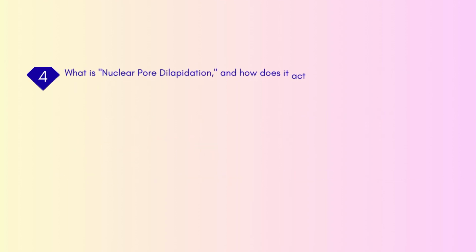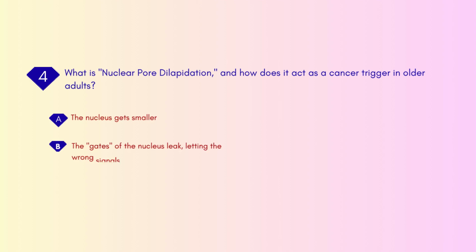What is nuclear pore dilapidation, and how does it act as a cancer trigger in older adults? A. The nucleus gets smaller. B. The gates of the nucleus leak, letting the wrong signals in and out.